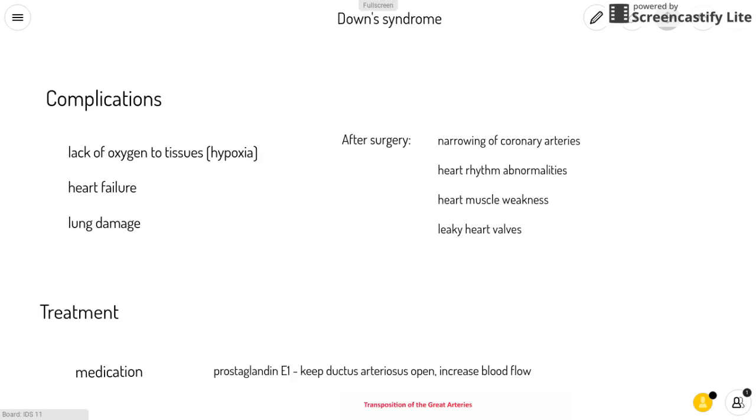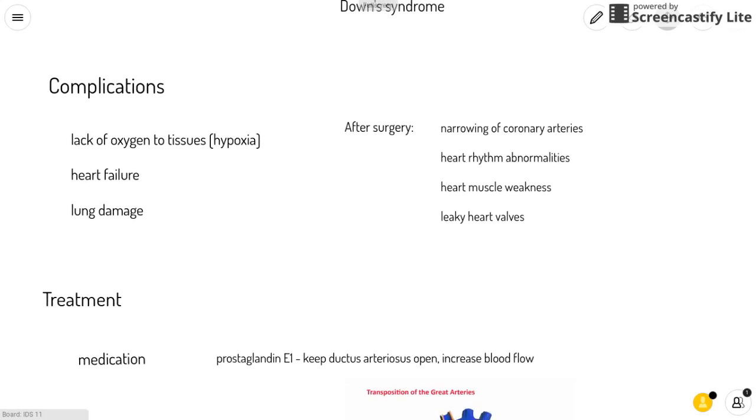Some of the complications that can occur with this defect are lack of oxygen to the tissues, which is called hypoxia, heart failure, lung damage, and others. Some of the complications that can occur after surgery are narrowing of the coronary arteries, which supply blood to the heart, heart rhythm abnormalities, heart muscle weakness or stiffness, and leaky heart valves.